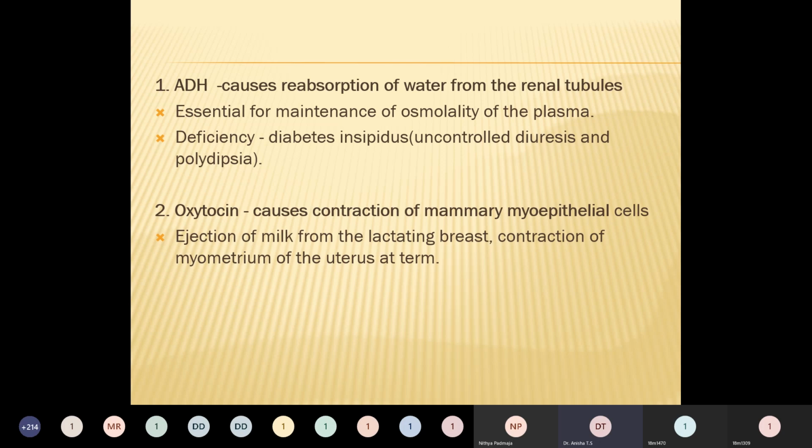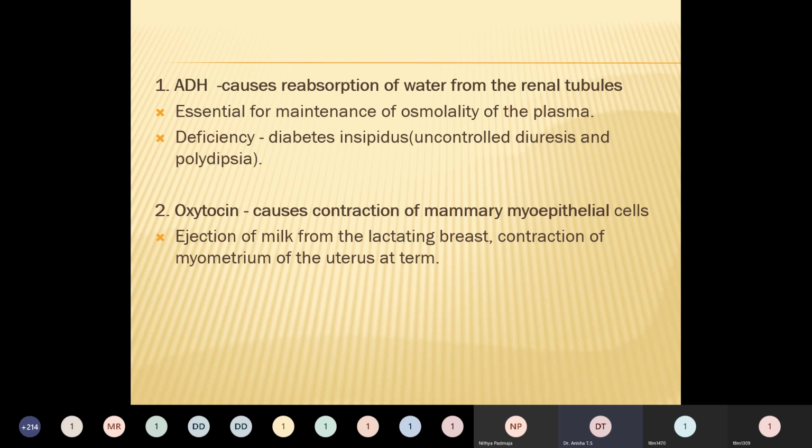What does oxytocin do? There are only two hormones of the neurohypophysis or posterior pituitary: one is ADH, one is oxytocin. Oxytocin causes contraction of the mammary myoepithelial cells. These myoepithelial cells are nothing but smooth muscle cells. When they start contracting, the lactiferous ducts start ejecting milk. So this hormone acts on the myoepithelial cells and helps in their contraction.